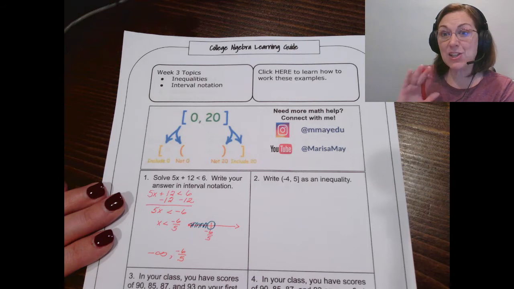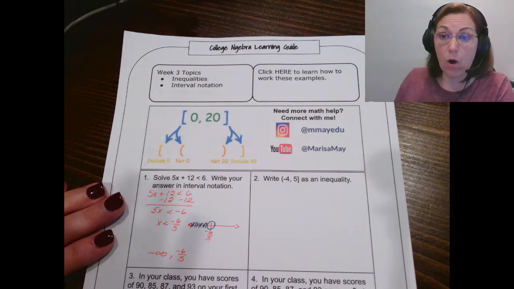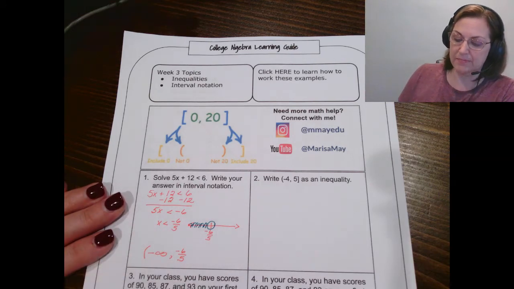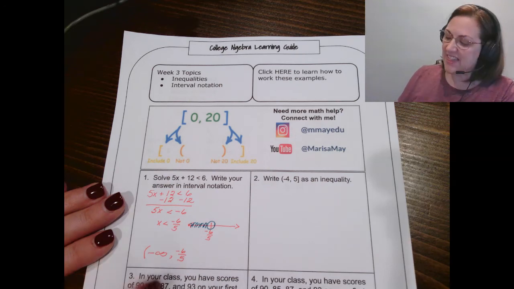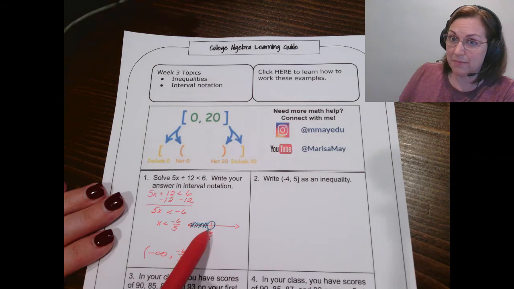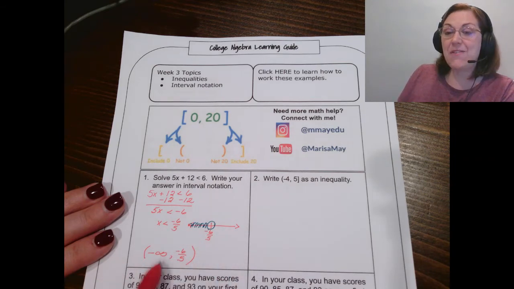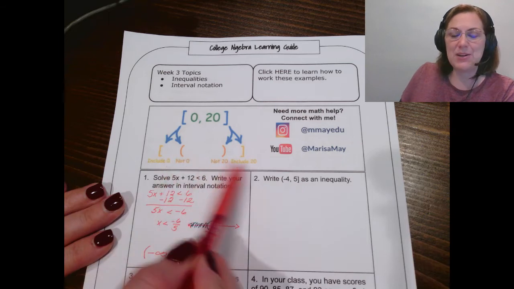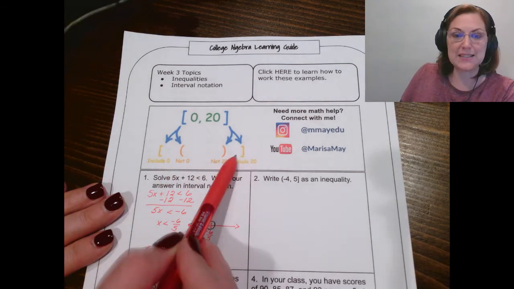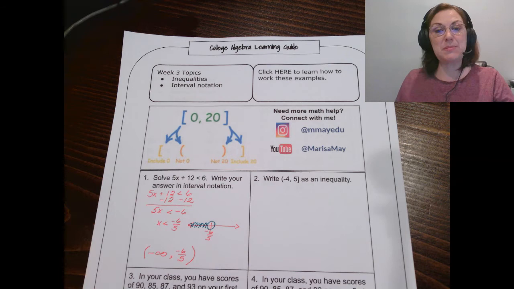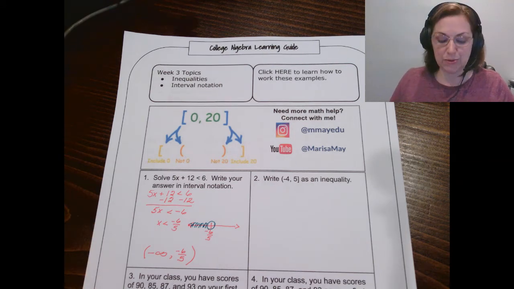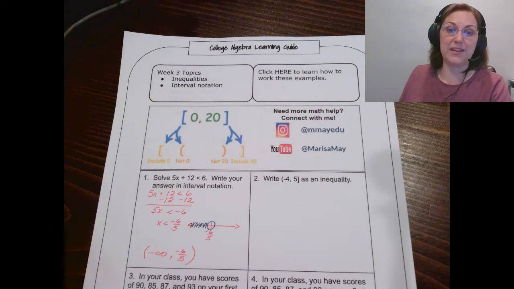Now, as a rule of thumb, infinities always get a parenthesis. And then negative 6/5, if it is not included, meaning it has an open circle, gets a parenthesis. If it is included, you can see in my notes here, it would get a bracket symbol. But this would be our interval notation for the solution to this inequality.